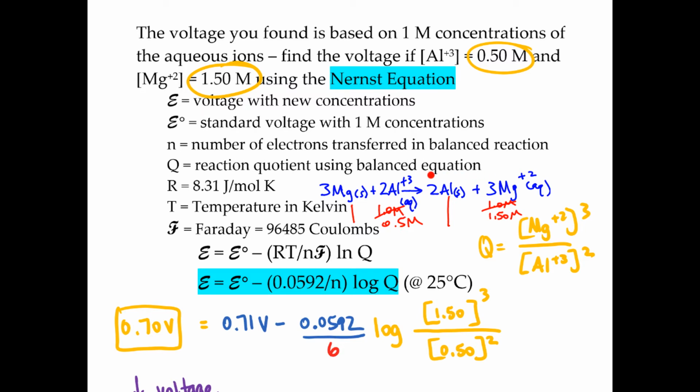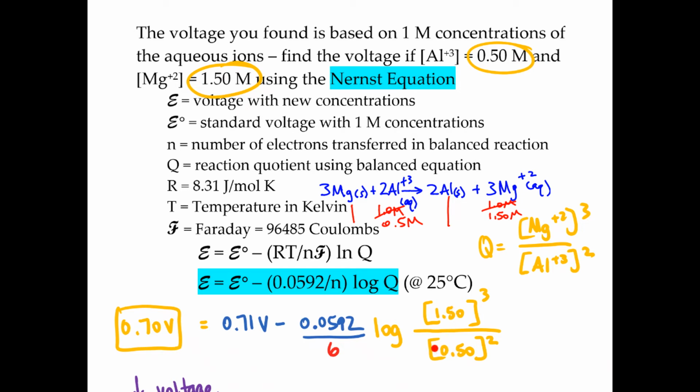So here's the equation you need. The new voltage equals the regular voltage minus 0.0592 over N, the number of electrons, times log Q. Remember Q, that test equilibrium? So this one, we're not going to count the solids. Remember, equilibrium constants are products over reactants. Q is like a test because we're not actually at equilibrium, we're just doing the Q. So this is 1.5 cubed over 0.5 squared. We leave out solids. So here's my Q. I put the numbers in and do all the math.